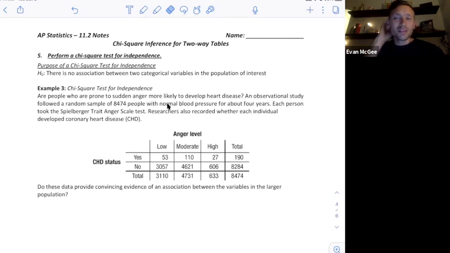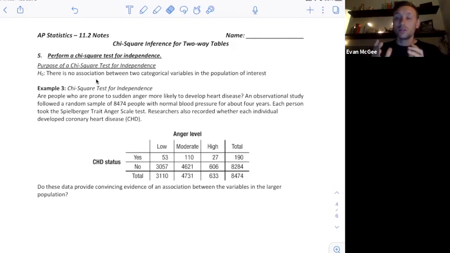But the key thing to think about here is a test for independence is we're looking to see if there is an association between two categorical variables from one population of interest. So the previous test we ran, we took 3 samples from 3 different populations to see if their distributions were the same or if there was a difference in the distributions. Here we're looking to see if there is an association between some categorical variables.